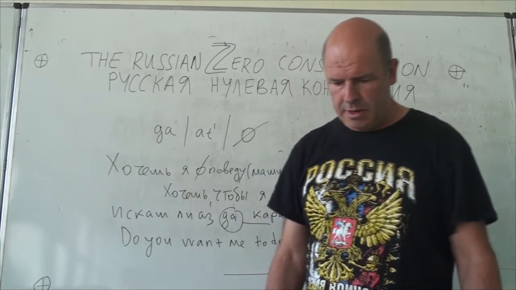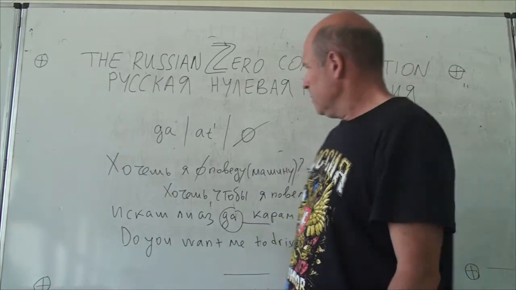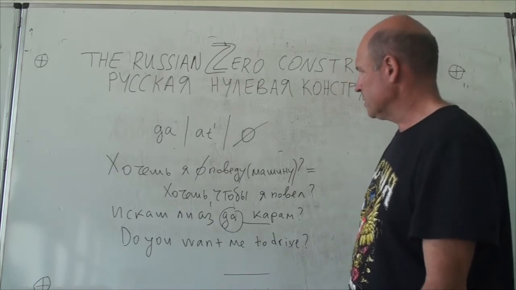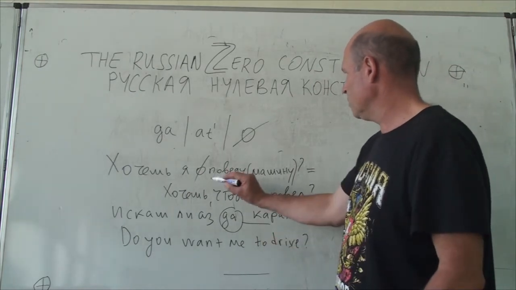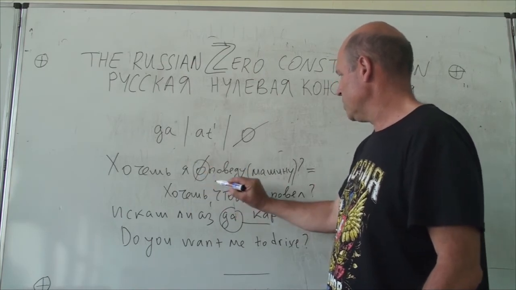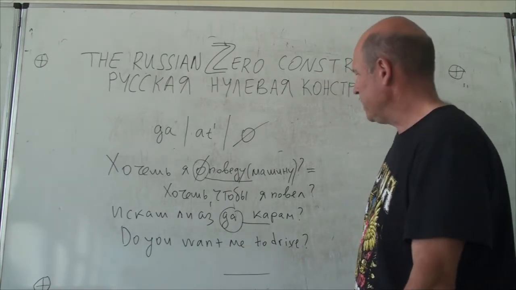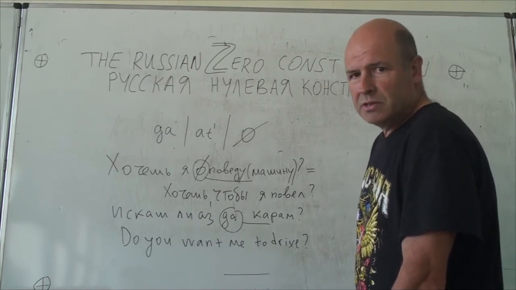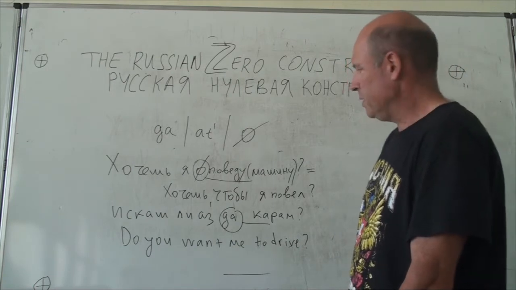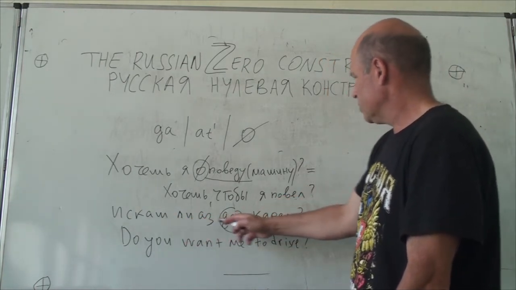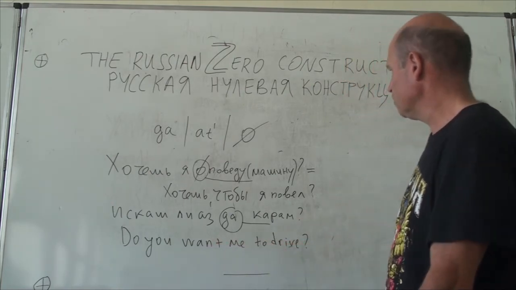In another movie, Escobar, Paradise Lost, directed by Andrea Di Stefano, we can hear in the Russian translation, Хочешь я поведу машину? Again, a zero construction, a zero subjunctive plus a present tense verb form, which could be replaced by a subjunctive example. For instance, Хочешь, чтобы я повел? In Bulgarian, normally we'll have Искаш ли аз да карам? Da construction. The English translation is Do you want me to drive?